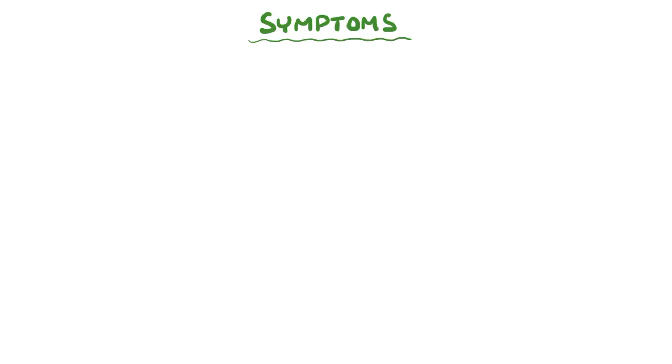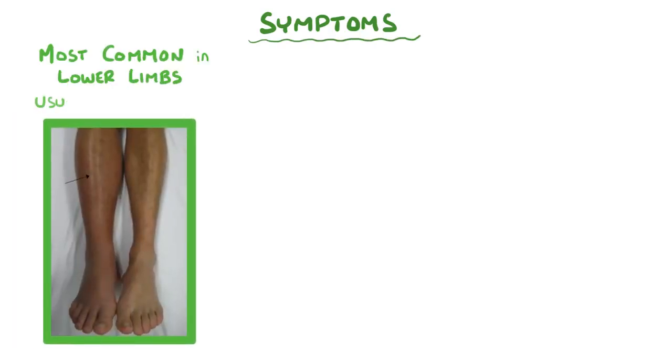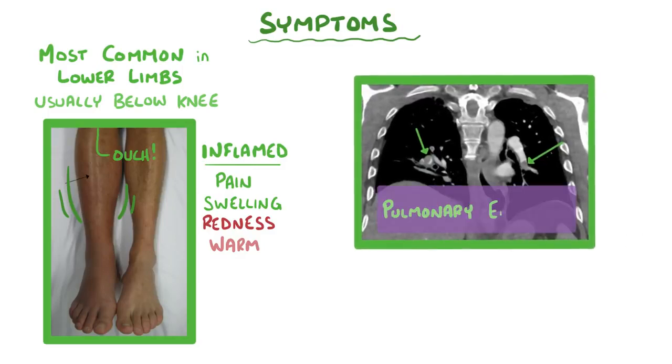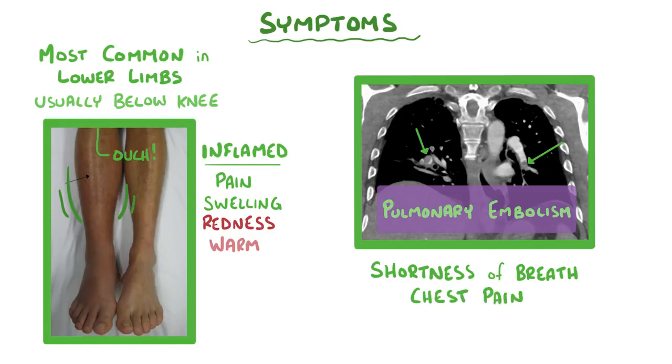A deep vein thrombosis is most common in a limb, usually the lower leg, and it can make the area around the clot inflamed, causing pain, swelling, redness, and warmth. If a pulmonary embolism happens, it can cause sudden shortness of breath and chest pain, and depending on the amount of lung tissue affected, it can even be fatal.